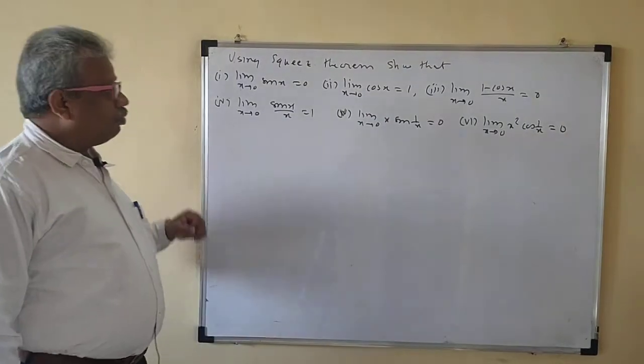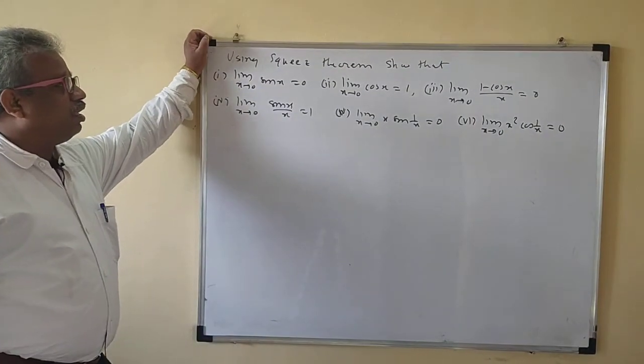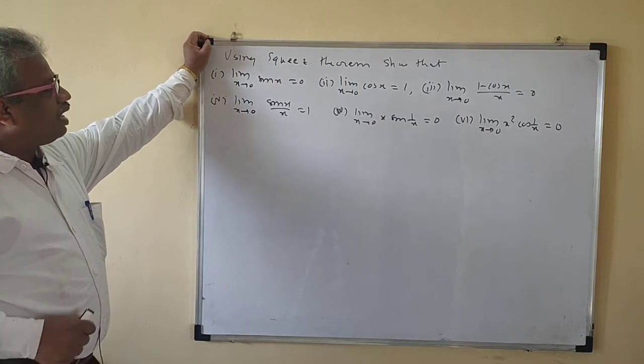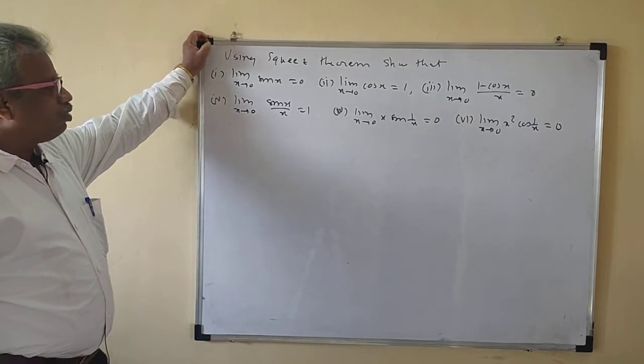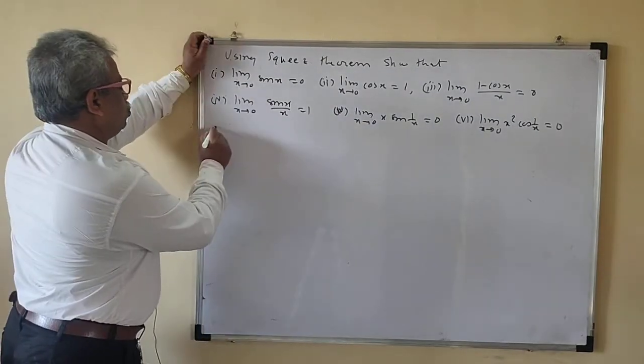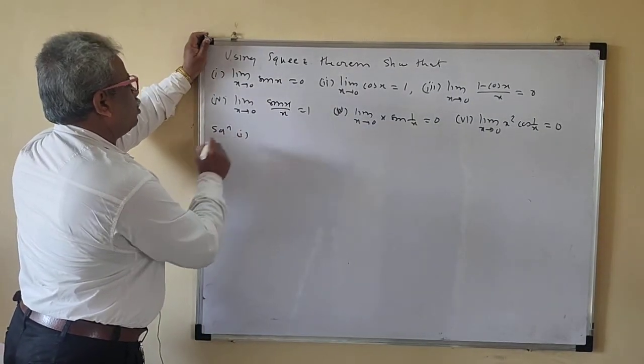Okay, so now we'll see some examples on the limit by using the squeeze theorem. Okay, so the problem is that using the squeeze theorem we have to prove this limit as x tends to 0. So we'll solve this. Okay, solution 1.